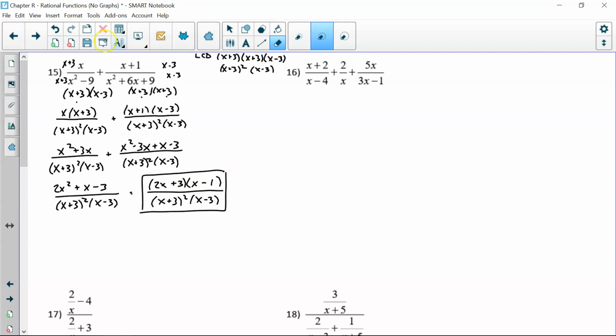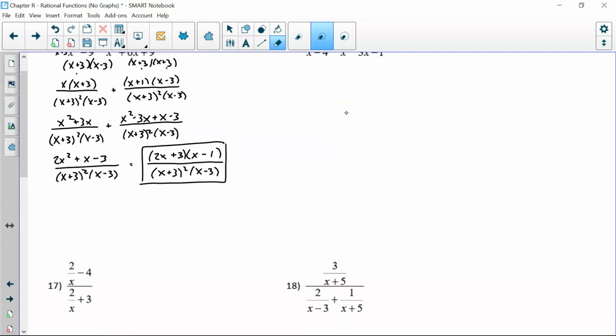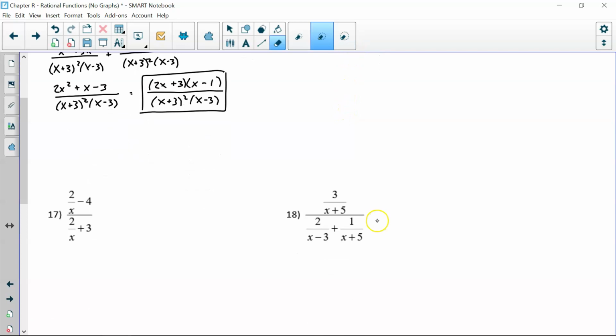Now, let's move on to a slightly more difficult problem. Number 18. Number 18 looks really bad. It's really just 3 problems in one. We're getting to one fraction on the top, one fraction on the bottom, and then it's just a division problem. We already have one fraction on top, 3 over x plus 5. That's kind of just waiting for us.